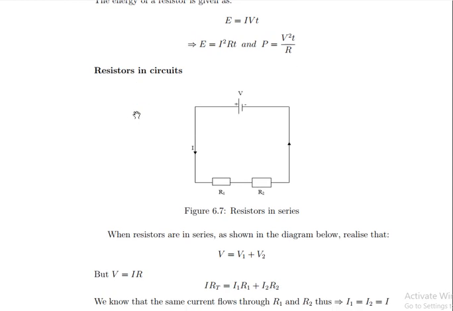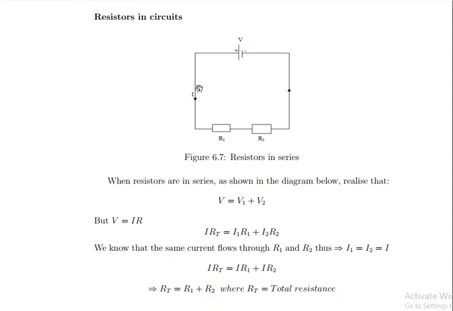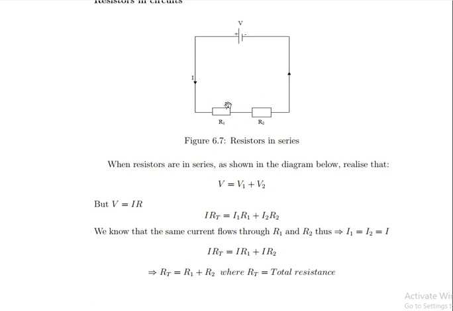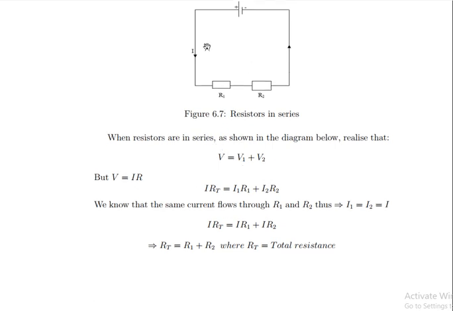Now let's see resistors in a circuit. When resistors are in a circuit, the voltage drop on resistor 1 is going to be V1, and the voltage drop on resistor 2 is going to be V2. So the total voltage is equal to V1 plus V2. But the current is the same in R1 and R2. We need to know that V is equal to IR, so the total is I R total equals I1 R1 plus I2 R2.